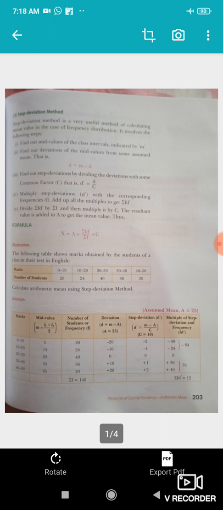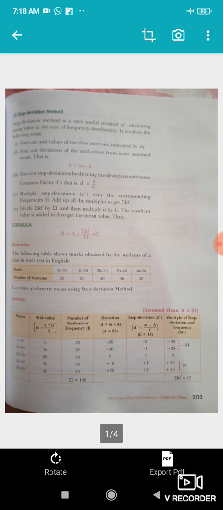Then you multiply these values which you have got in d complement with the frequency. That is minus 2 into 20, that is minus 40. Minus 1 into 24, that is minus 24. 40 into 0, 0. And 36 into plus 1, that is 36. And 20 into 2, that is 40.